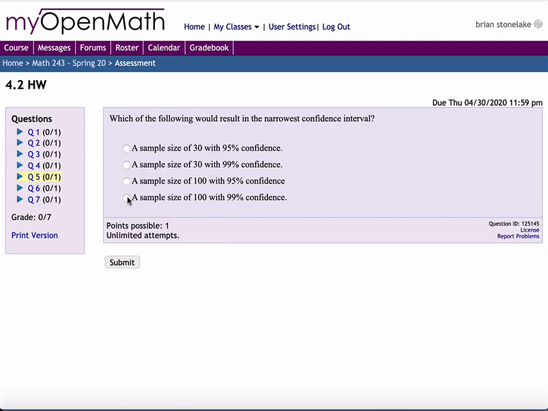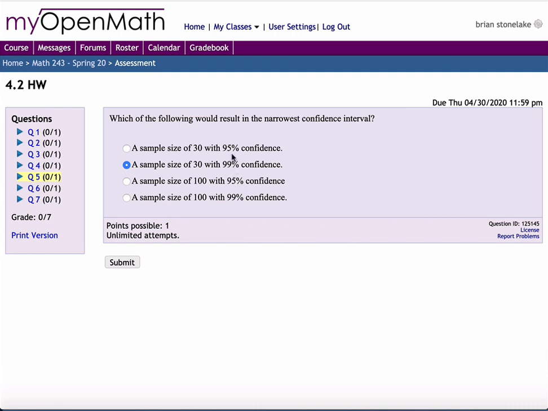Question five, similar to what we were doing in question four, where you're supposed to figure out which of the following would result in the narrowest confidence interval. So a narrow confidence interval would mean it has a smaller margin of error. So the smallest margin of error is what you're looking for. So you have to figure out, is a larger sample size going to correspond with a narrow confidence interval, or is a smaller sample size going to correspond with a narrow confidence interval? Because it's either 30 or 100, the sample size. So figure out which of those two will have the narrowest confidence interval.